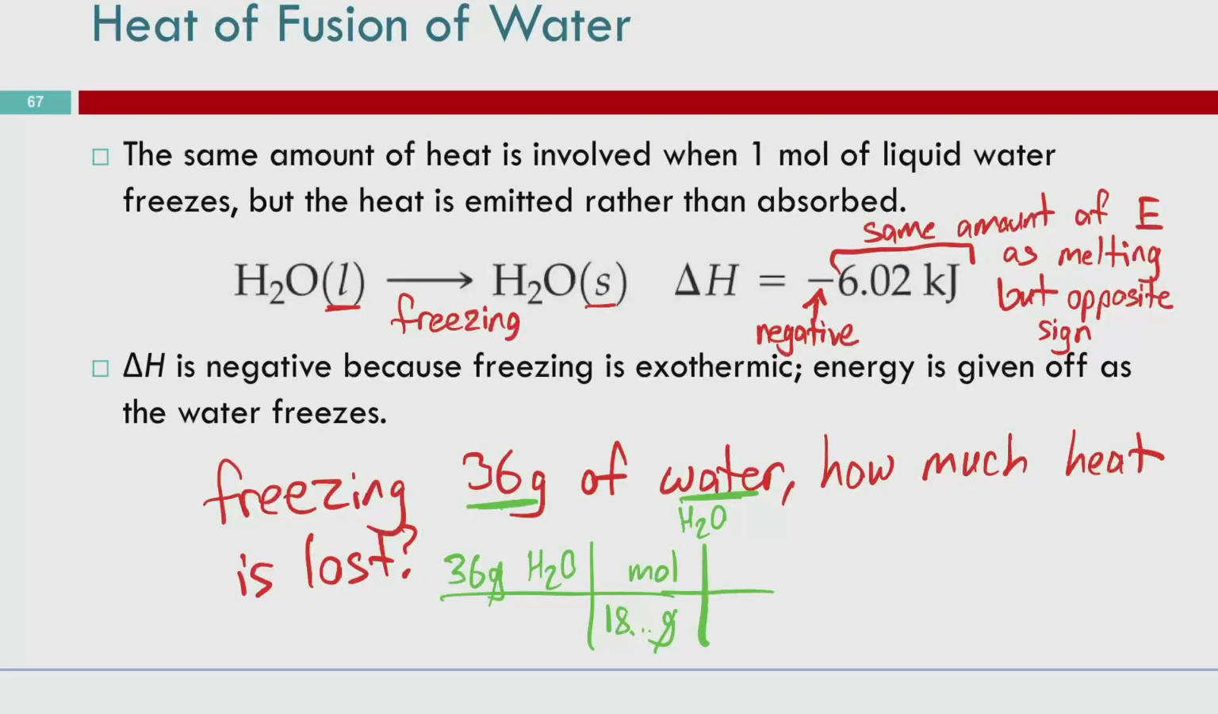And we can multiply by this 6.02 kilojoules per mole. So for melting or freezing, 1 mole of water, it's 6.02 kilojoules. It's either releasing or it's absorbing, depending on which direction we're going, freezing, melting. And so the number that you would get out if you did this calculation would be 12.04, somewhere in that vicinity, kilojoules.